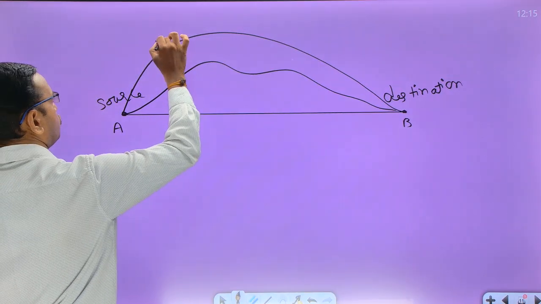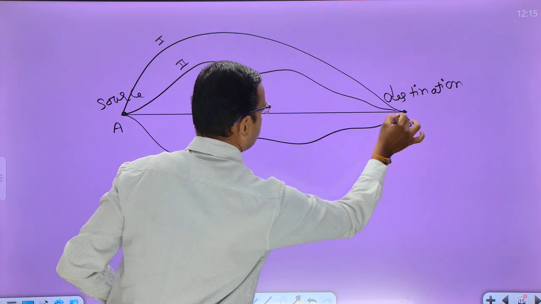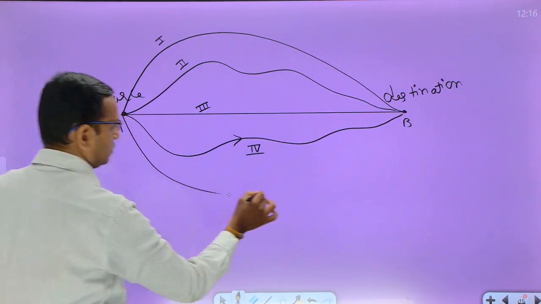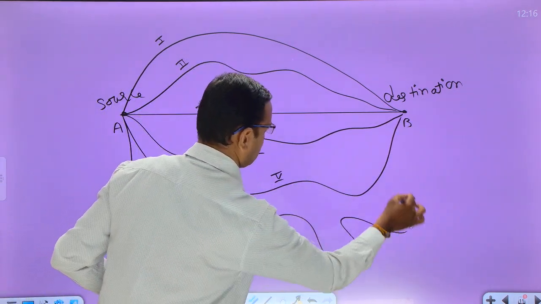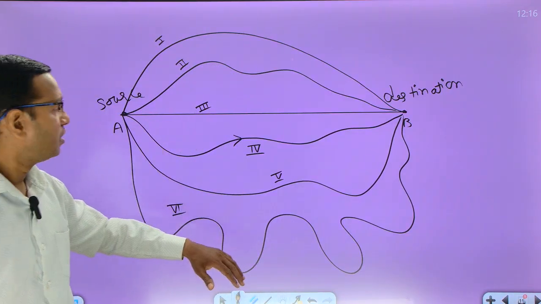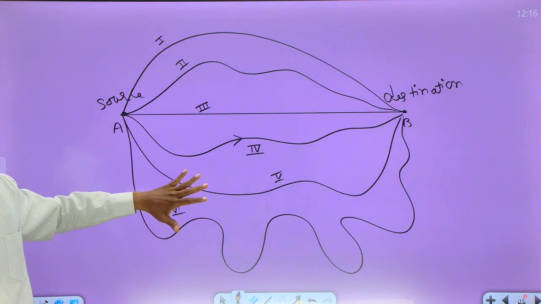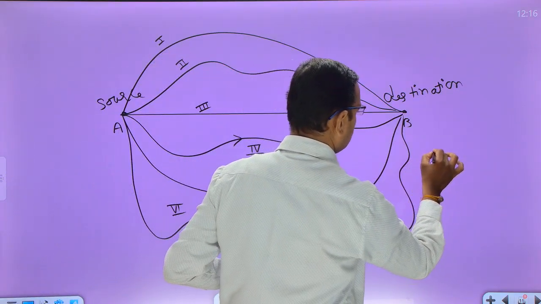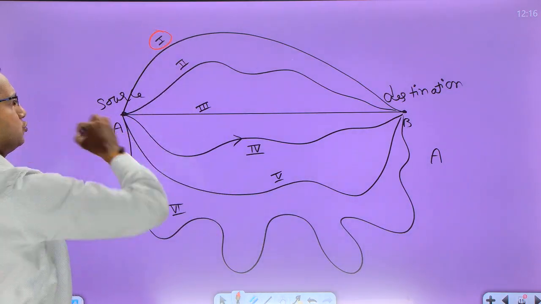I'll name all the routes: this is route 1, this is route 2, this is route 3, from A to B there is one more route, route 4, route 5, and one more route, route 6. There are different routes like this. Now, A to B, I want to move. I have different choices; I can move in any route. Let us say I'll choose the first route.